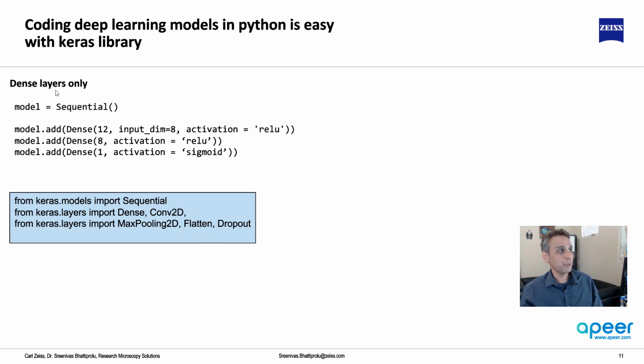So how do you put together a dense-layers-only neural network? Here you define: I want 12 neurons in the dense layer, 8 neurons in the next layer, and 1 neuron as output, because it's only a binary output, yes or no.